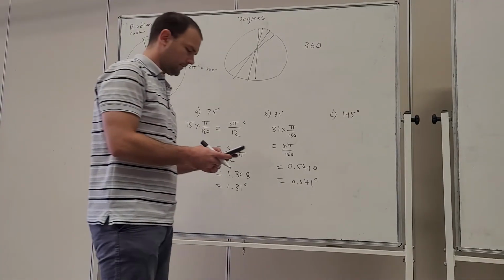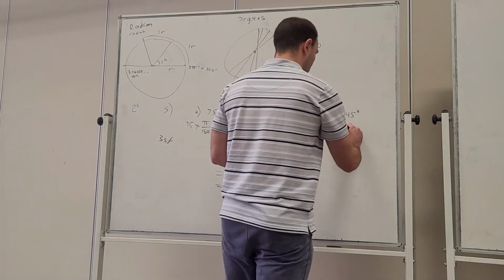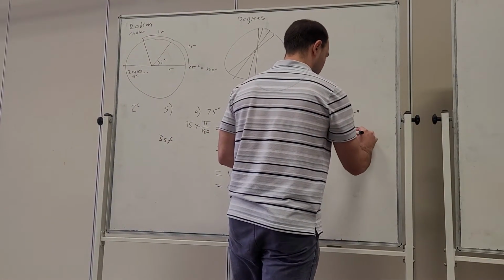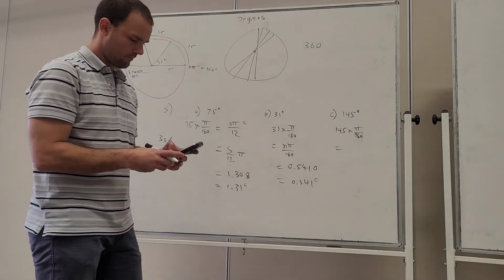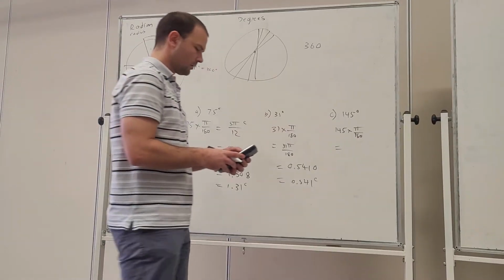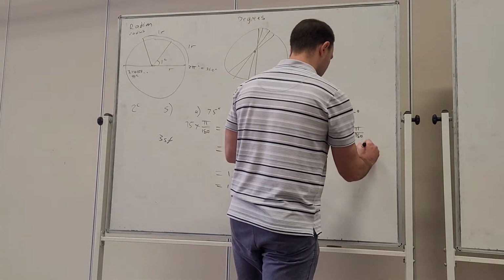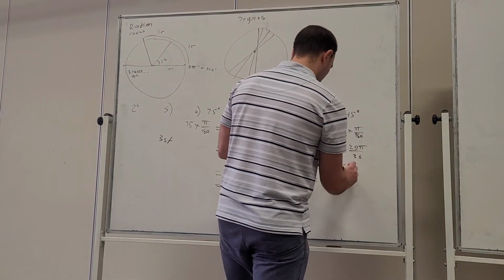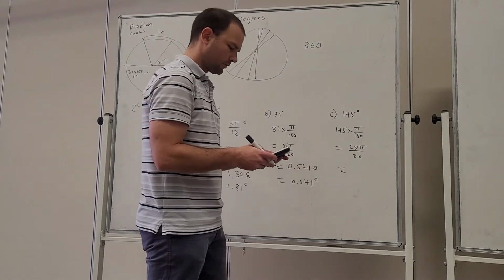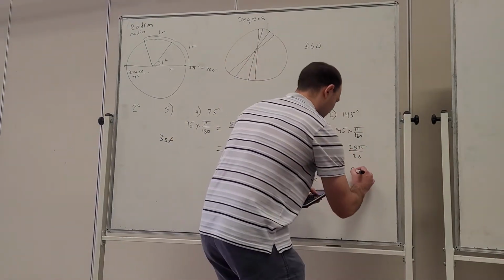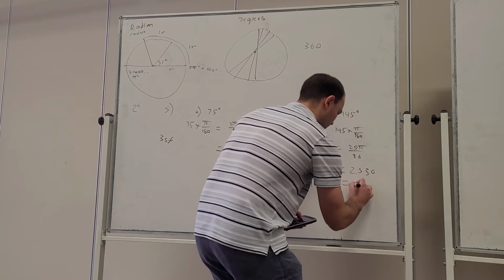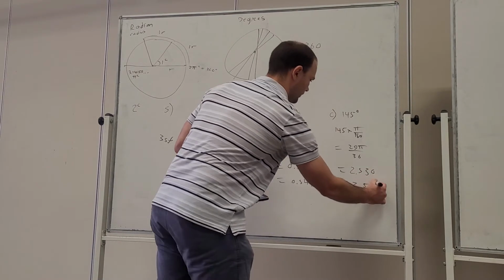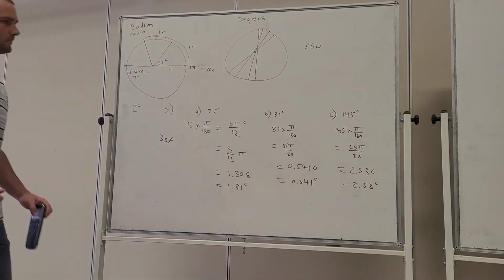Okay, 145 times pi on 180. 29 pi on 36. Or to 3 significant figures, 2.530, which is 2.53 radians.